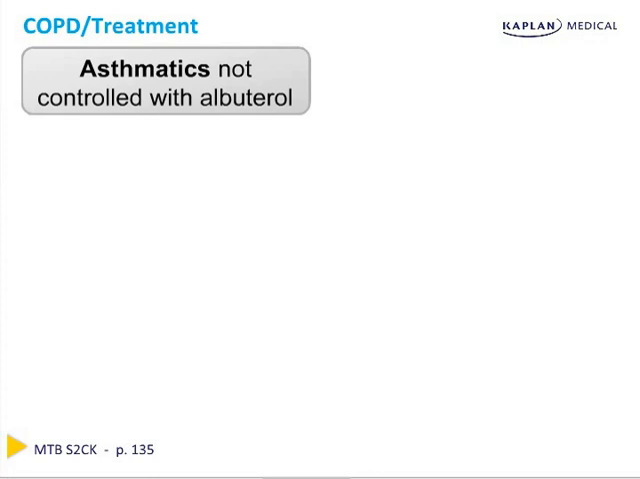In order to better understand obstructive lung diseases, it's often very helpful to compare asthma with COPD. And the treatment in these two diseases, while quite similar, is actually different in the initial steps. In an asthmatic whose disease is not well controlled with albuterol alone, as we already discussed, the first step is going to be to add an inhaled steroid.